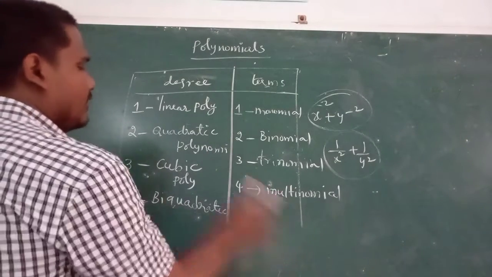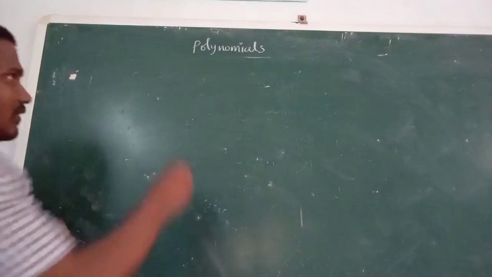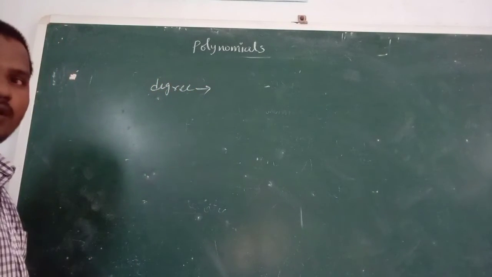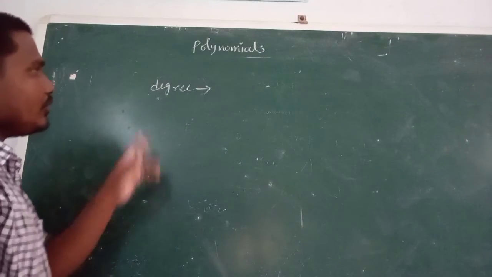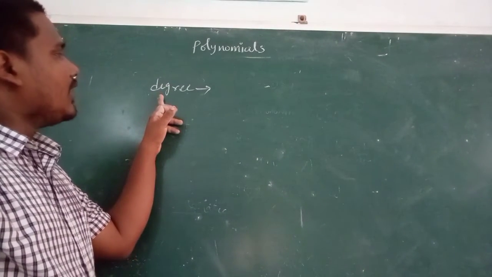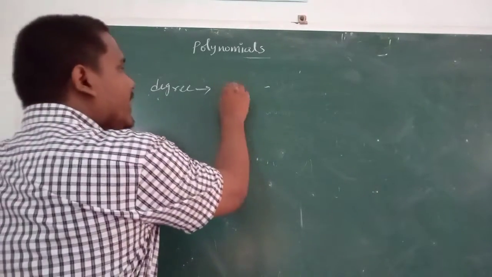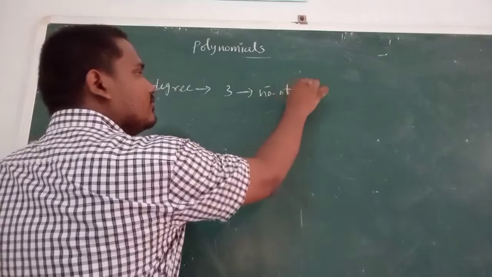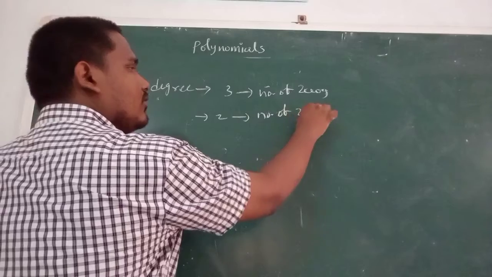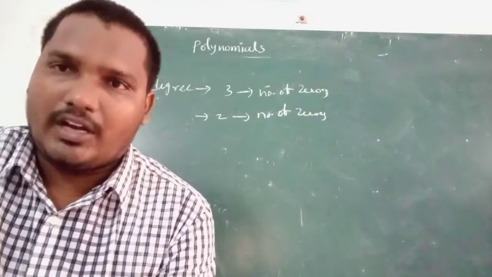Here the interesting point is, you know the degree value. In the given polynomial, the number of zeros is the same as the degree of the polynomial. If the degree is 3, the number of zeros is also 3 only. If the degree is 2, the number of zeros is also 2 only. The number of zeros is based on the degree of a polynomial.